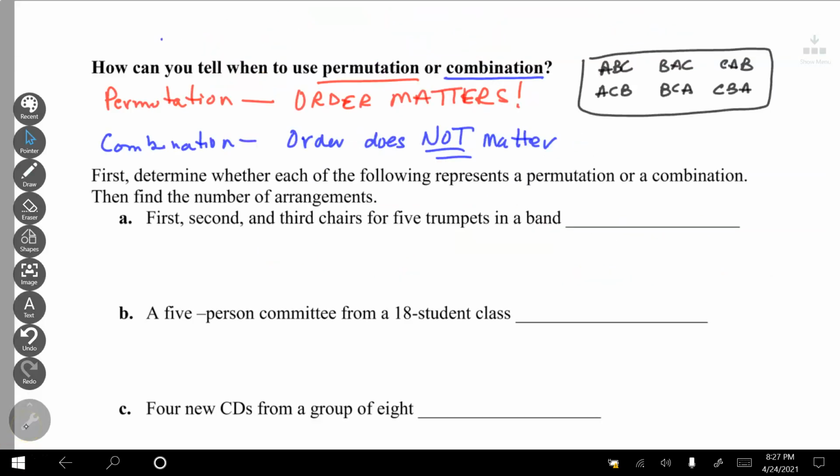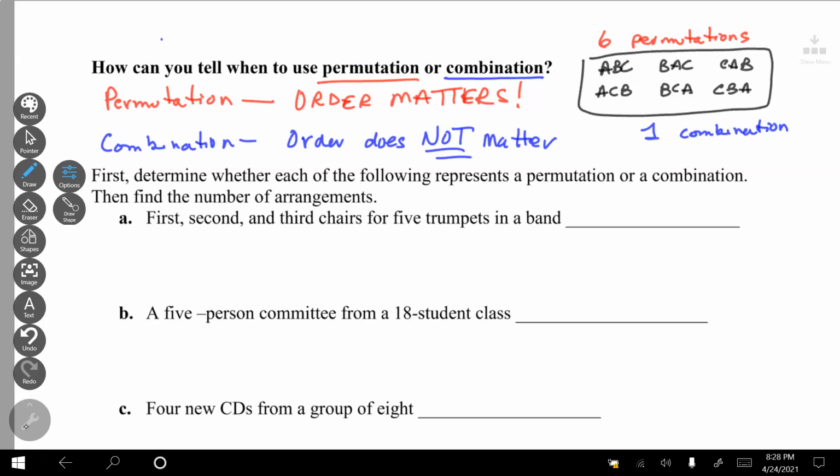So with permutation, order does matter. Looking at these 3 letters A, B, C, and rearranging them in different orders, this would create 6 permutations, because each different arrangement is a different way of doing something. But because they're the same 3 letters every single time and order doesn't matter, this is only one combination. And that's the difference. Combination will always be less than permutation, or equal to, but never more.